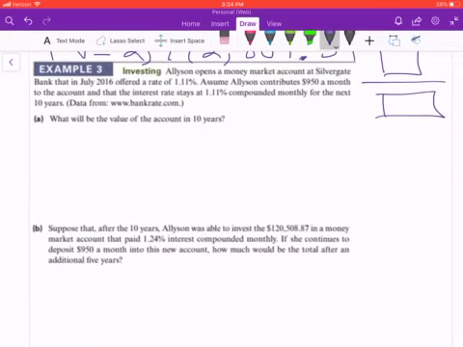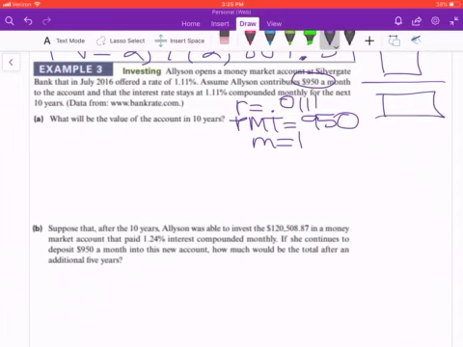Now for example 3, we're also going to have an ordinary annuity because the payments are also made at the end of, but in this case, it will be at the end of the month. So the problem says Allison opens a money market account at Silvergate Bank that in July 2016 offered a rate of 1.11%. So let's convert that to a decimal, so 0.0111. Allison contributes $950, so that will be the payment a month to the account, and the interest rate stays at the 1.11% compounded monthly, so M is going to be 12 for monthly, for the next 10 years, so T is equal to 10.